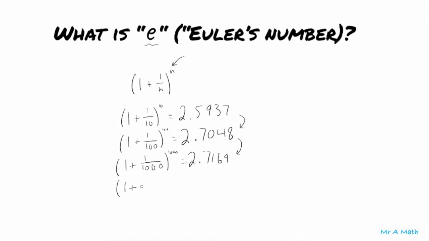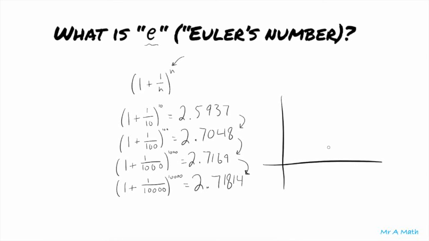Let's look at 1 plus 1 over 10,000 to the 10,000th power. Okay, so this would be an investment compounding 10,000 times a year. But it'd be 2.71814 as its value. And so again, you see the rate of increase has decreased a little bit.